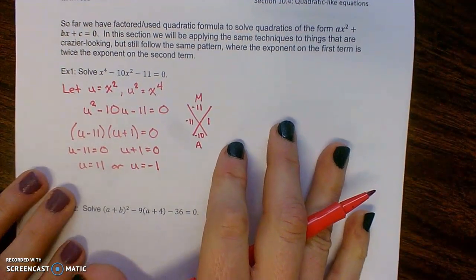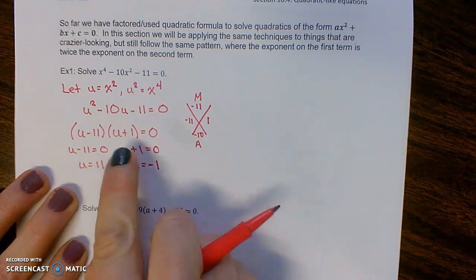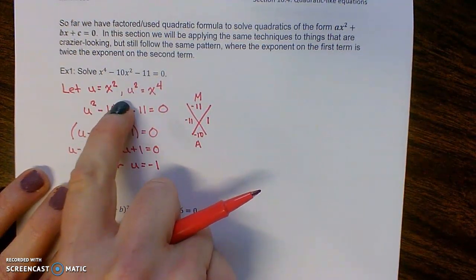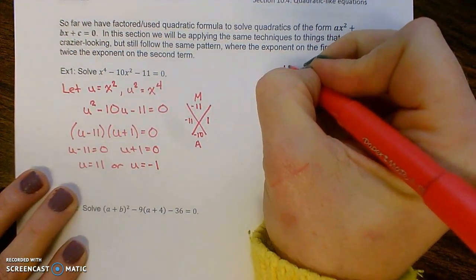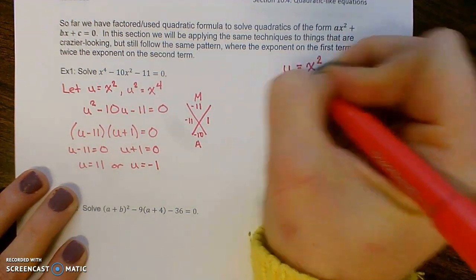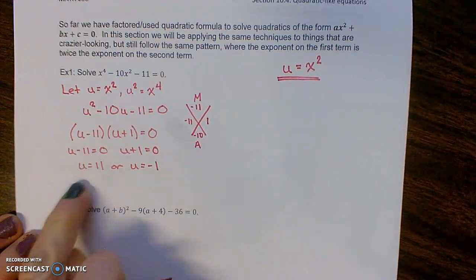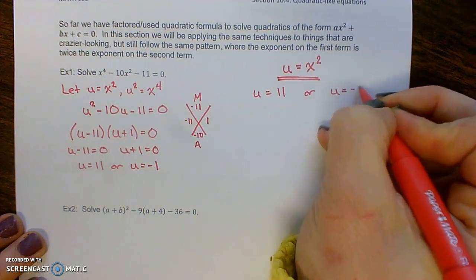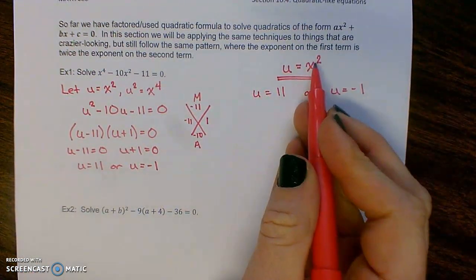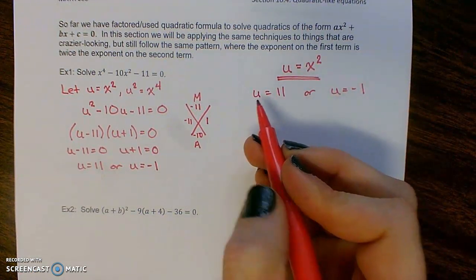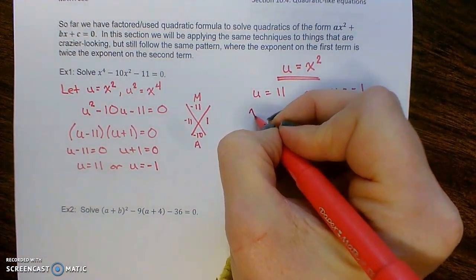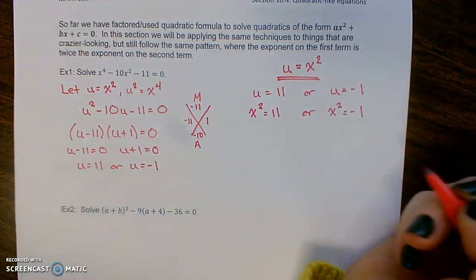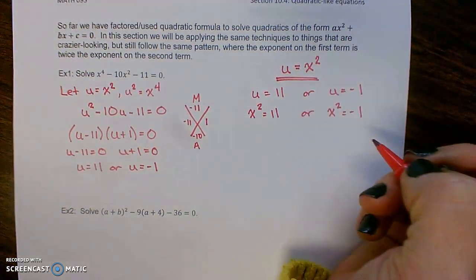Okay, we're not done with the problem, though, because I have the solution for the u equation, but I need a solution for the x equation. So remember the substitution we made: let u be x squared. I'm going to take my two answers, u equals 11 or u equals negative 1, and instead of u, I'm going to back replace u with x squared. So I get x squared equals 11, or x squared equals negative 1. And now I can solve those equations.